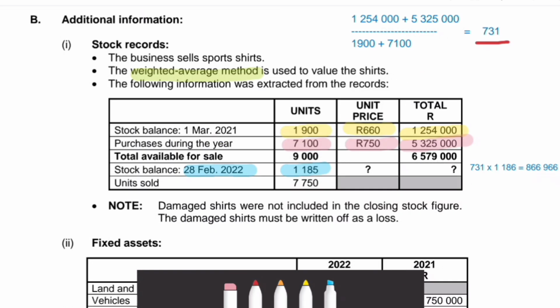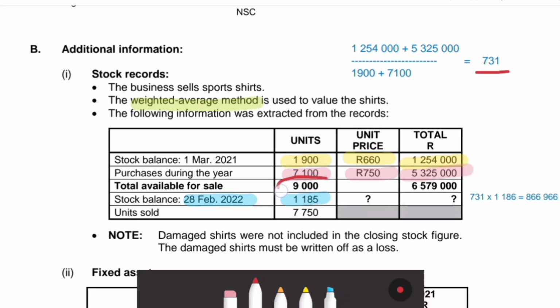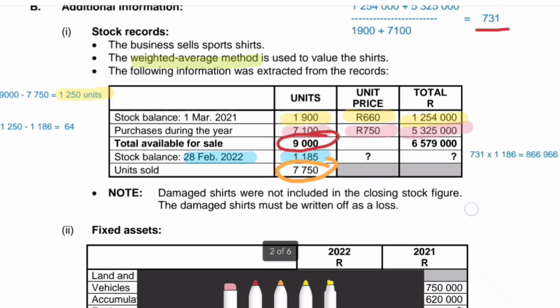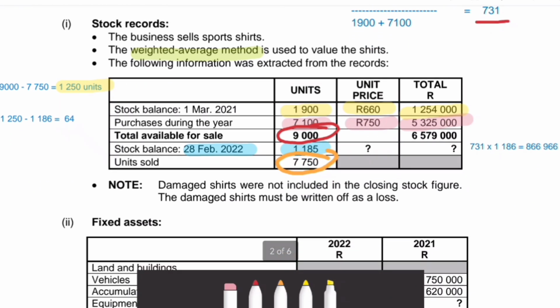Now that we've worked out the weighted average price, we can answer the question. The total units that we had that was available for sale is 9,000, but we were also provided with the actual units that we've sold, the 7,750. If we want to find out the number of units that we have in storage, we just take the 9,000, which is the total units that we had, and subtract the total units that we have sold. We can see that we are supposed to end up with 1,250 shares in storage.